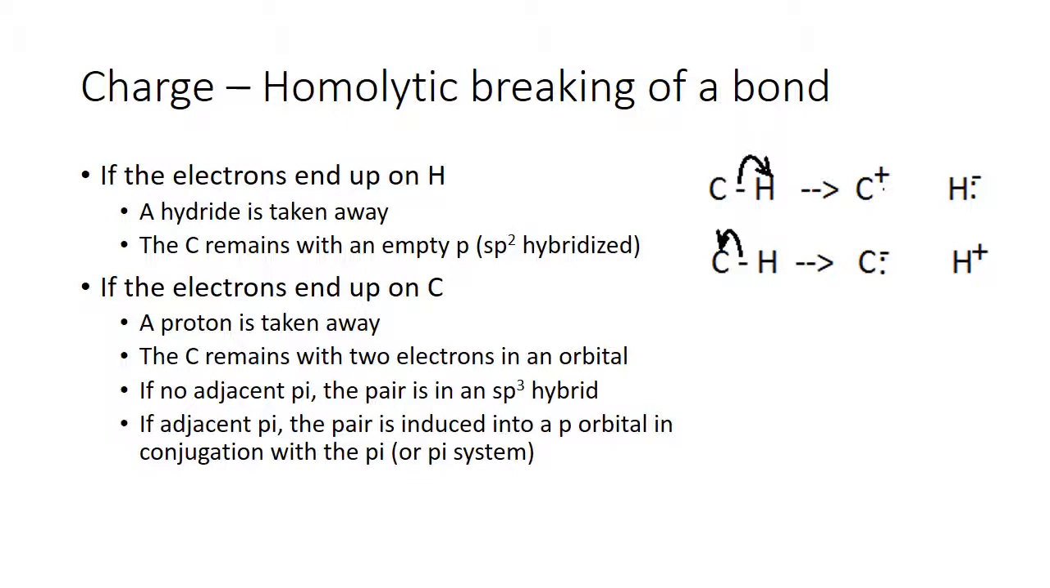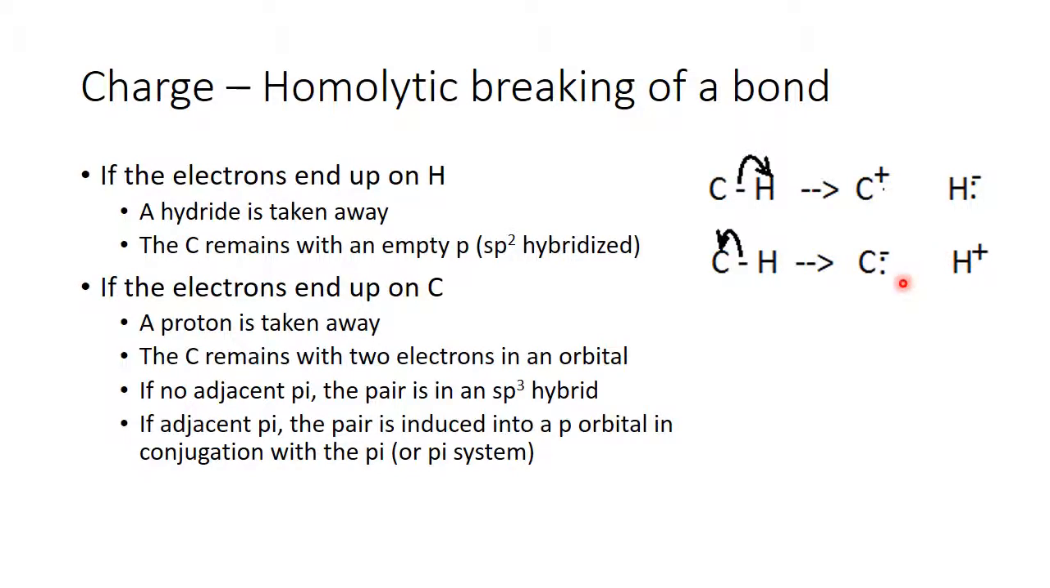The next thing that confuses students is this. To get charge, you have the heterolytic breaking of a bond. So what happens? Either the electrons move to one atom or to the other. So it's a pair of electrons leaving the bond and going onto an atom. If the electrons end up on hydrogen, what do you have? A carbocation and a hydride is taken away. The carbocation is sp2 hybridized with an empty p. We went over that last semester. What if the electrons end up on the carbon? Then you have a carbanion and a proton is taken away.